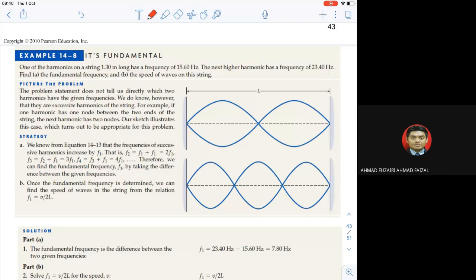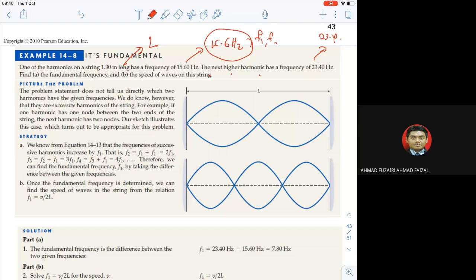So like this one. One of the harmonics on the string, which is 1.2 meters long, so this should be L, has a frequency of 15.6 hertz. The next higher harmonic has a frequency of 23.4. Okay, the next higher harmonic, meaning that we don't know yet whether this one is F1 or maybe F2 or whatever, but this one is slightly higher. Okay, find the fundamental frequency.